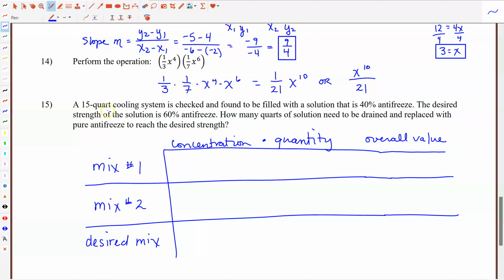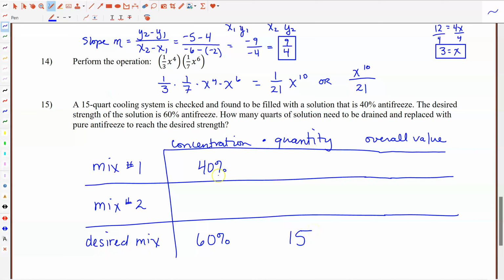So the first thing I start with is I start with a 40% mixture. So that's its concentration. I want a 60% antifreeze mixture. So that's my desired mixture concentration. And that's what I want in the tank. And the tank holds 15 quarts. So the overall quantity of my desired mixture is 15 quarts.